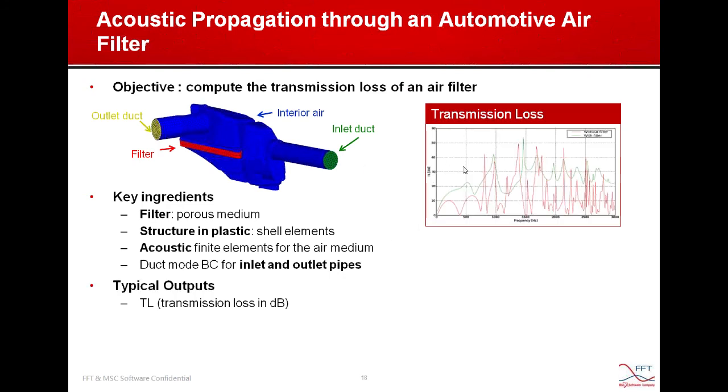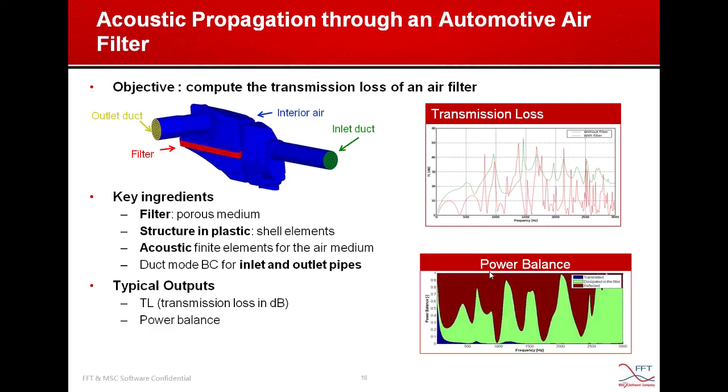And typical results are, of course, transmission loss. You can see that when we compare the green curve with the air filter and the red curve without the air filter, we have enhanced transmission loss and a smoother curve when the air filter is installed.